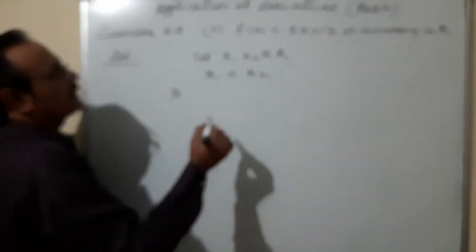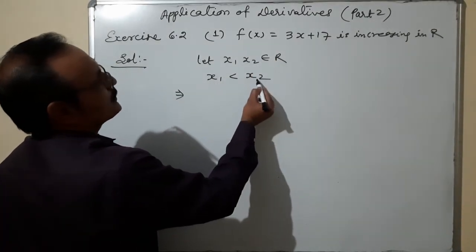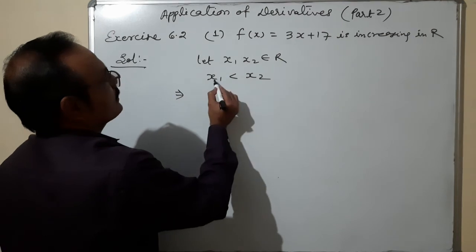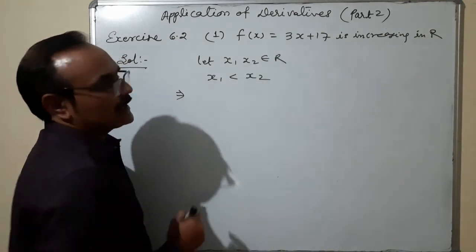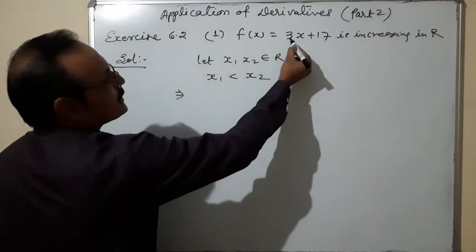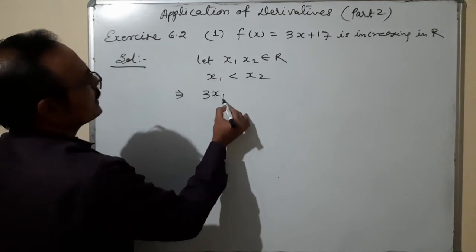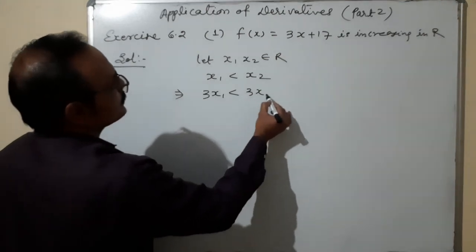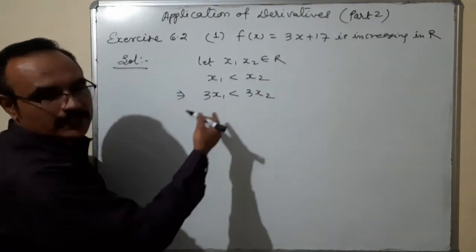I can write here, if x1 is less than x2. Okay, I'll multiply by 3 because I want to create the term 3x plus 17. So multiplying both sides by 3, can it be done? 3x1 is less than 3x2. It's okay. After that, adding 17 to both sides, there is no change in the inequality.